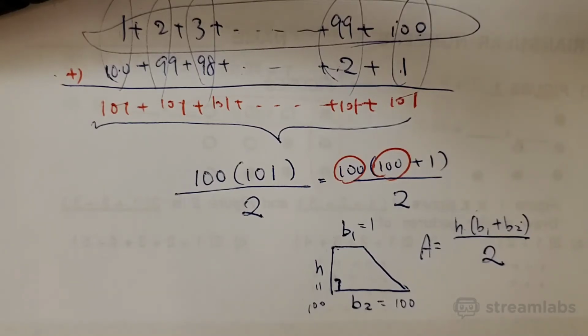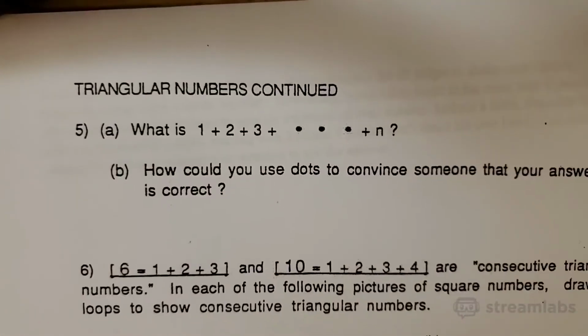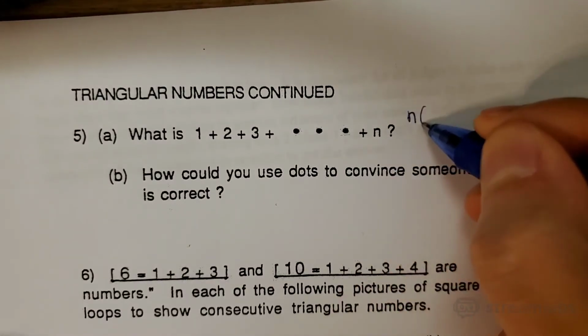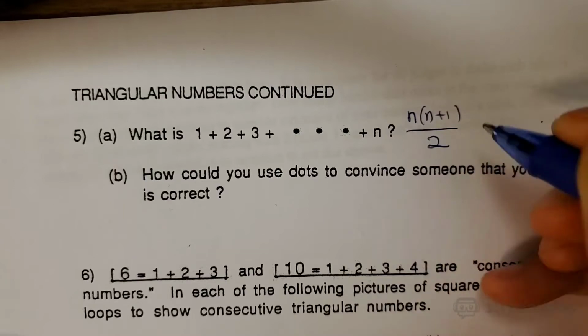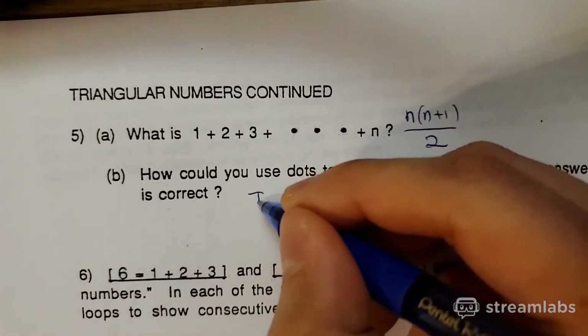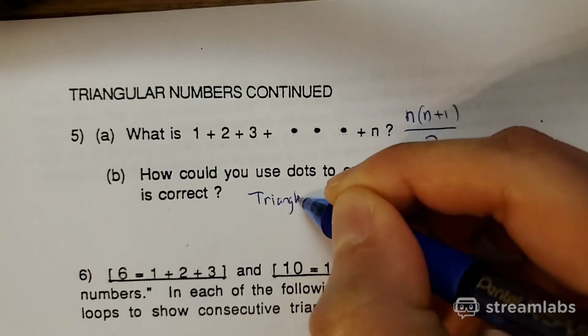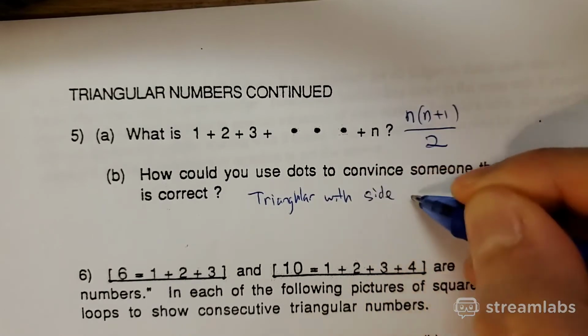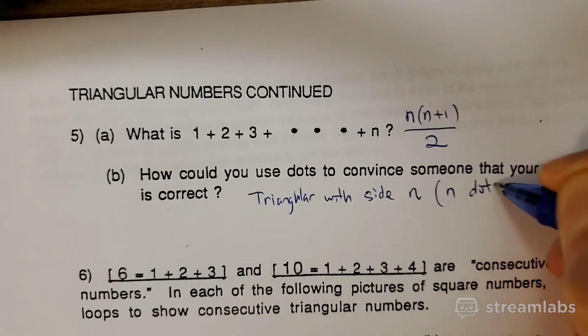Okay, now, that being said, let's look at this part. What is 1 added all the way to n then? Well, we kind of already solved that. It would be n times n plus 1 over 2, right? That would be the sum. How could you use the dots to convince someone that your answer in A is correct? Well, it's the same, all right? It's triangular. Okay, you can say triangular with side n, or n dots in this case.